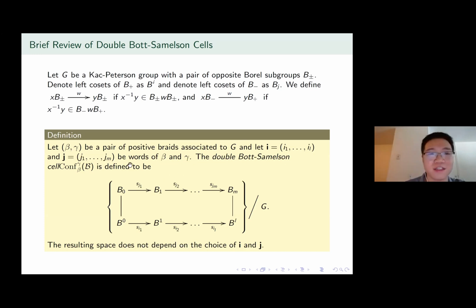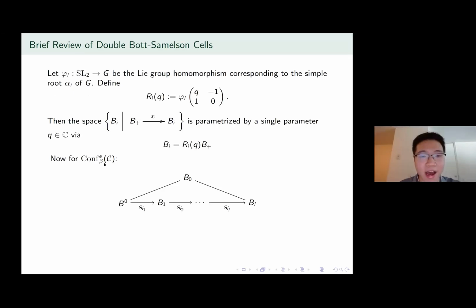And then the Bell-Samuelson cell is the configuration space of the following shape. So you have the plus cosine and the minus cosine on top. For convenience in the paper, the plus cosine is on top, but now I put the identity at the top and the positive braid beta at the bottom, like this. Then you can first use the G action to turn the left edge to be U minus and B plus. And then since B1 is S I away from B plus, you can just parameterize it with R sub I1 Q1.